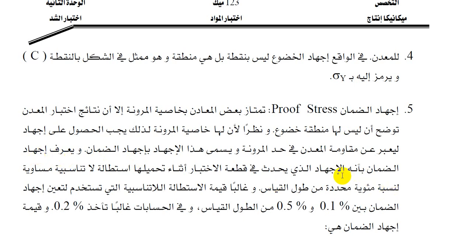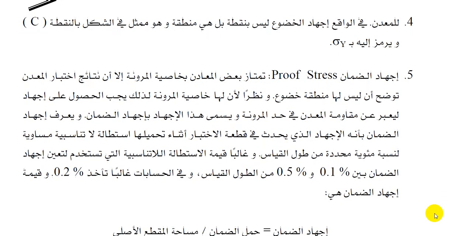The proof stress can be identified as the stress that occurs in the testing specimen while loading to a proportional elongation equal to a specific percentage of the gauged length. Mostly the proportional elongation used to assign a proof stress ranges between 0.1% and 0.5% of the gauged length. In most computations and empirical calculations, the value of 0.2% is taken.